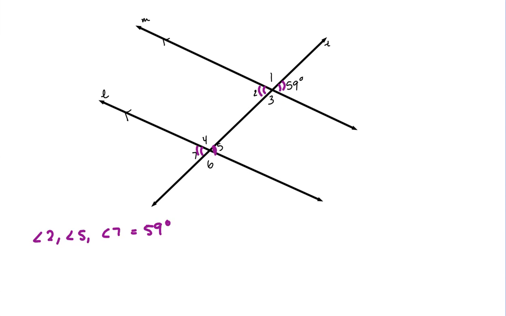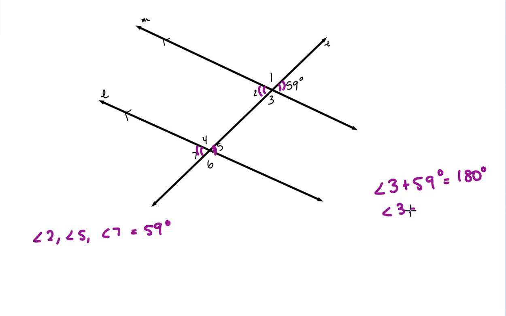Angle 3 and 59 degrees are, once again, supplementary angles. So angle 3 plus 59 degrees, supplementary angles always add up to 180 degrees. And you can rewatch the video on angles if you need to.